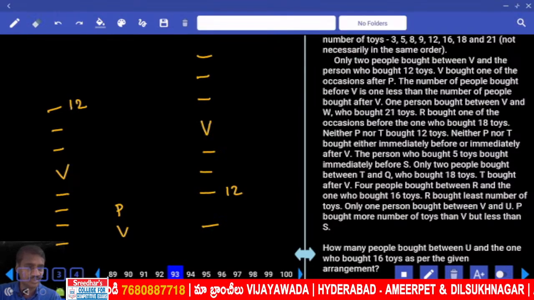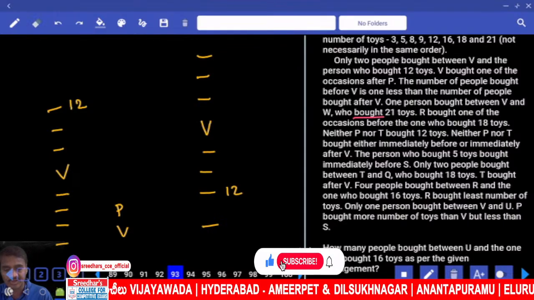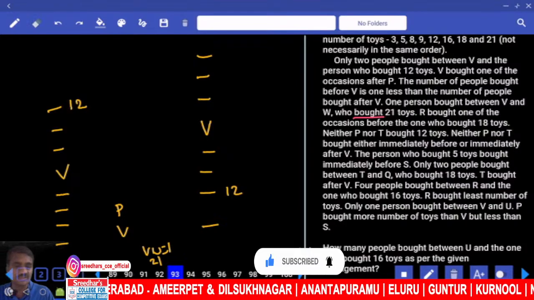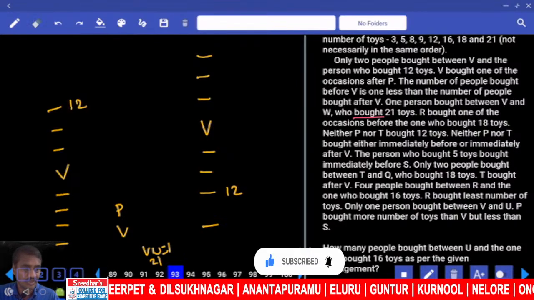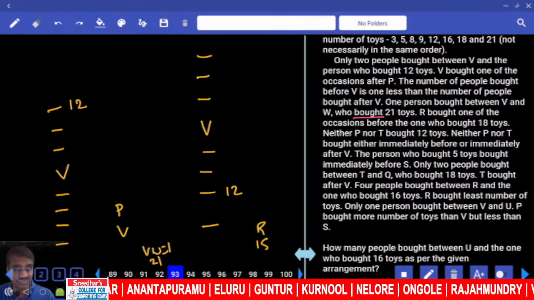Then next one, one person between V and W, W is 21. Now V and W, how many between? 1. And W is how much? 21. V and W bought on one of the occasions before 18. R is before this 18.